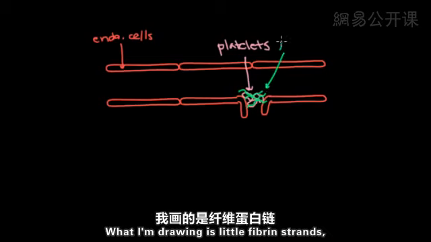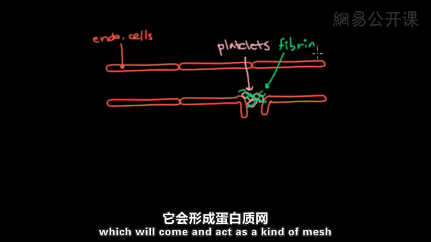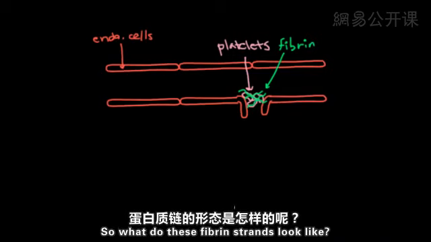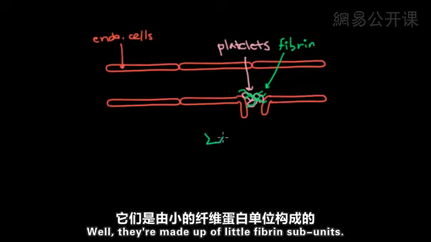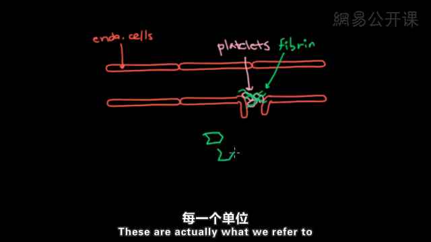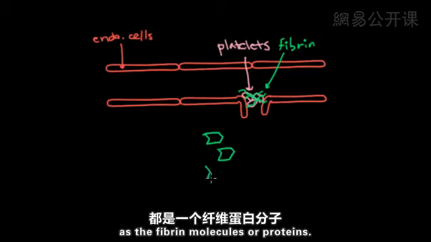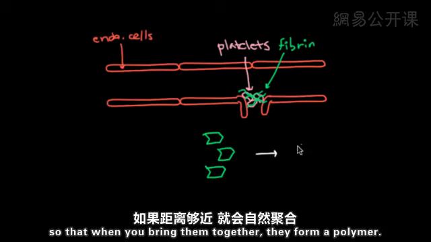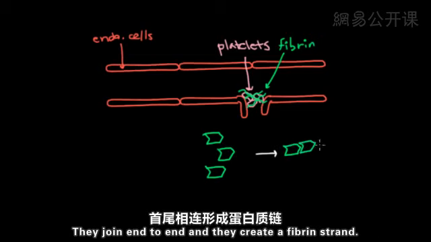What I'm drawing is little fibrin strands, which will come and act as a kind of mesh to hold the platelet plug together solidly. So what do these fibrin strands look like? Well, they're made up of little fibrin subunits. And these are actually what we refer to as the fibrin molecules or proteins. And these, it turns out, have a natural affinity for each other, so that when you bring them together, they form a polymer. They join end to end, and they create a fibrin strand.